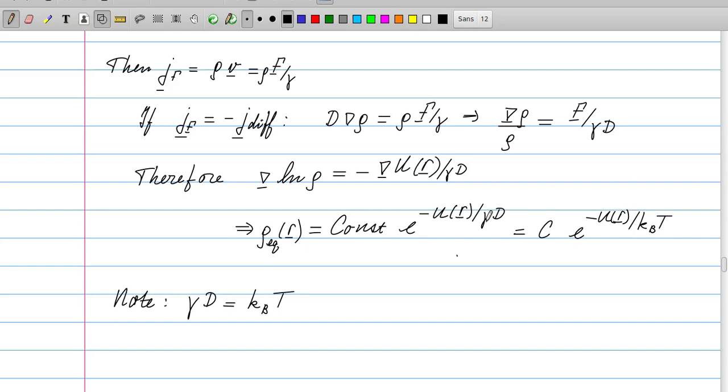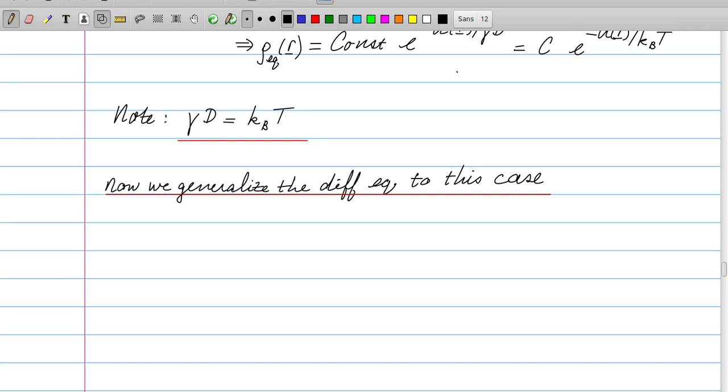And therefore we see that gamma times D is k_B T. That is the same result as we obtained already before, so the diffusion constant together with the drag can be related to kT. In the absence of a drift force, we had a diffusion equation which described the probability to find a particle in a certain position.